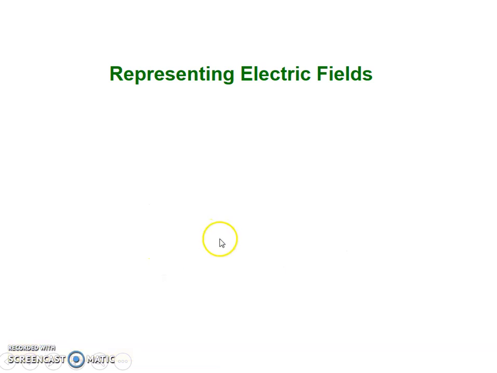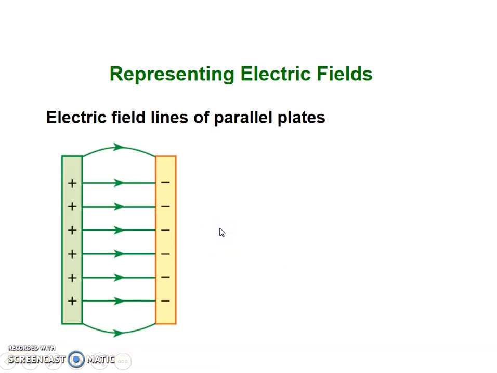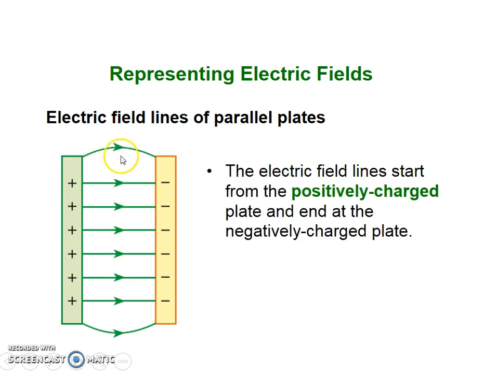Just one last one: electric field lines for parallel plates. When I have two parallel plates, you can see in the middle the electric field lines still pass from positive to negative, but over at the edge, what happens? It actually bulges out a bit.